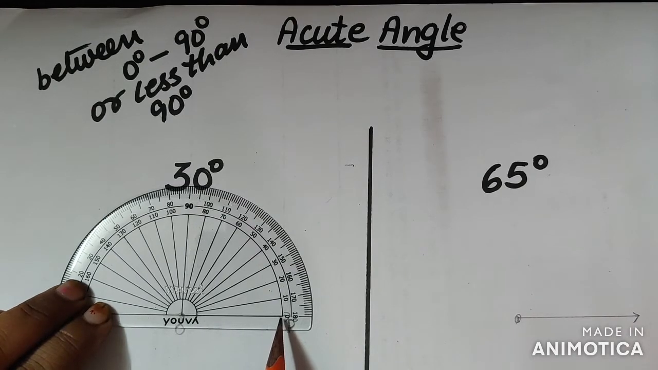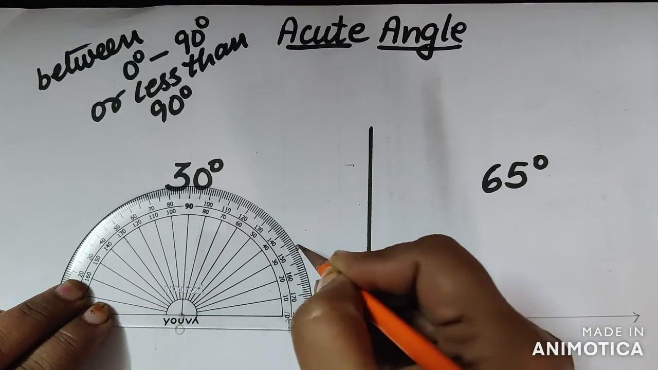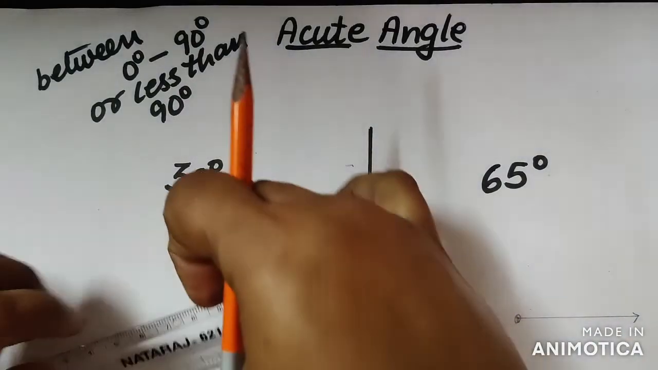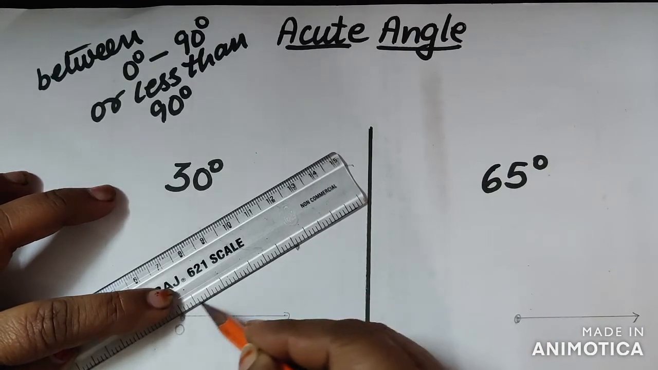After that you will start counting 0, 10. You will take the inner scale: 0, 10, 20, 30. On 30 degree you will mark the point here, remove it, then you will draw the line to join the point from the O point.